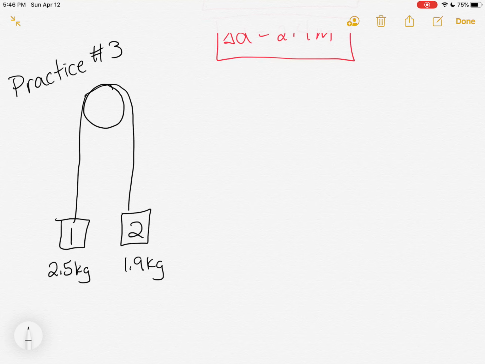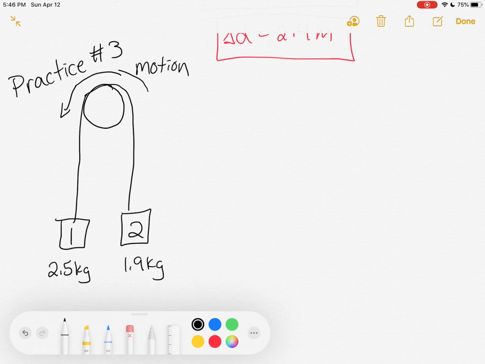Since block number 1 has a larger mass, I would assume that it's going to move down and block number 2 is going to get pulled up. So I'm going to assume motion going in this direction. If you pick the wrong direction, not a big deal. You're just going to get a negative acceleration as your answer. I would always pick the direction with the largest mass, but it's up to you.